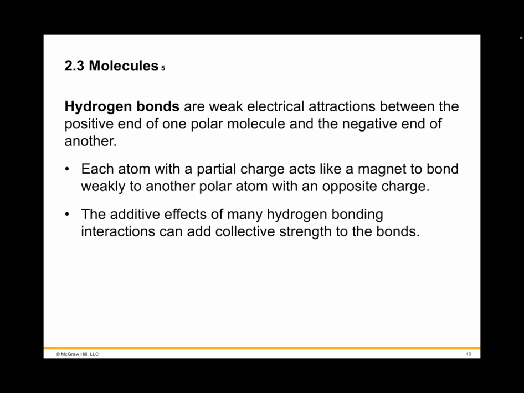Water is very polar because the oxygen atoms in water molecules are more electronegative than the hydrogen atoms. See figure 2.10 on page 41. In a water molecule, each oxygen has a partial negative charge, and each hydrogen has a partial positive charge. Hydrogen bonds form between the positive end of one polar water molecule and the negative end of another polar water molecule.